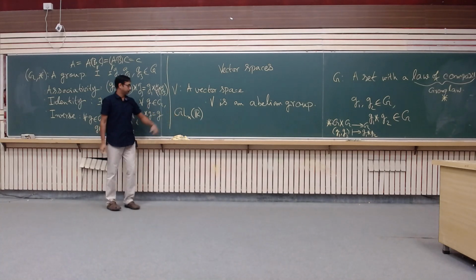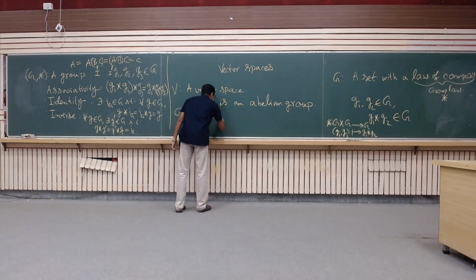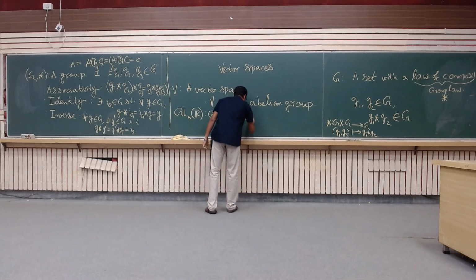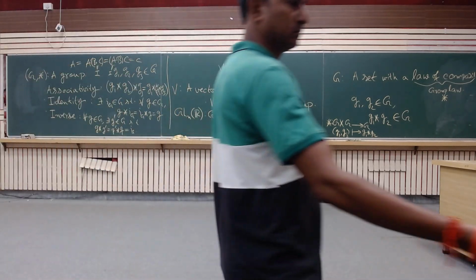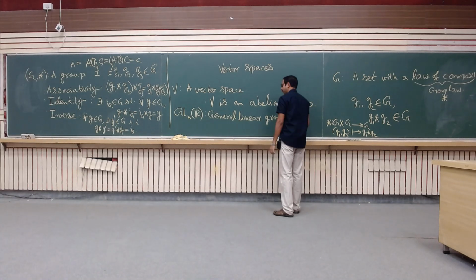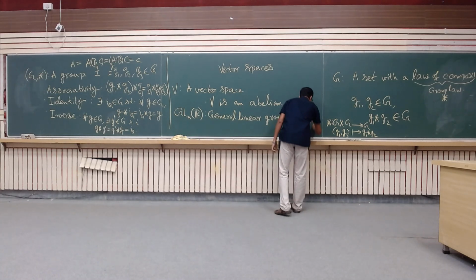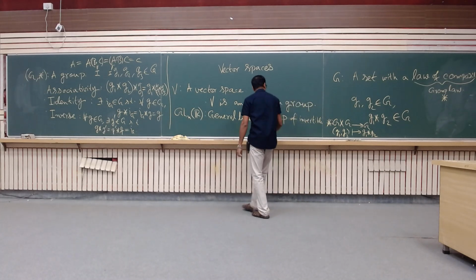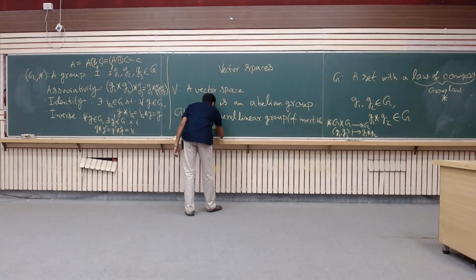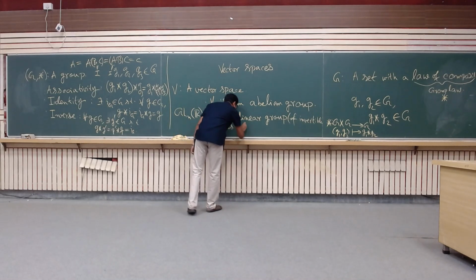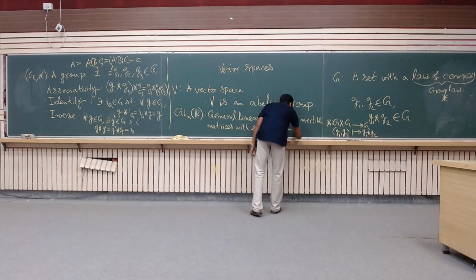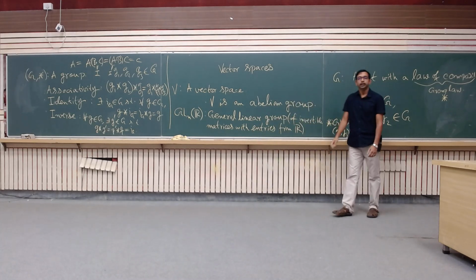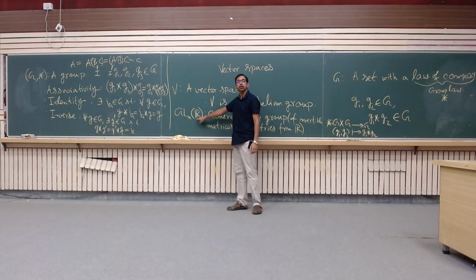GLn, R or C or whatever field. Yes, sir. GLn. Okay. So this is the general linear group of invertible matrices with entries from R. You could have replaced this R with C or any other field.